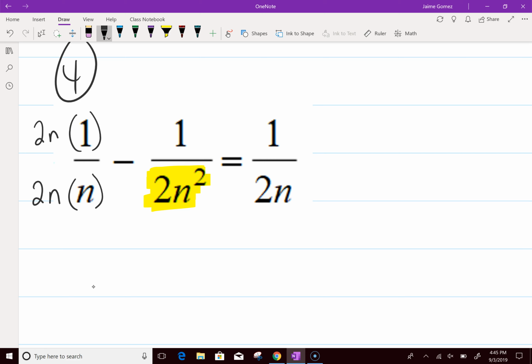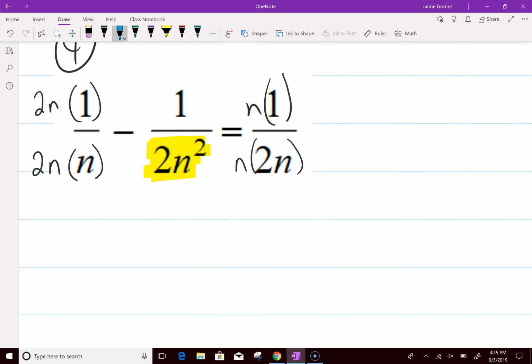So this is good now. 2n times n will give me 2n squared, the same. Over here I have 2n. I want 2n squared. So what's 2n times what gives me n squared? Well, 2n times n. You multiply the bottom times n, multiply the top times n. Let's fix it. 2n times 1, that's 2n. 2n times n, that's 2n squared.